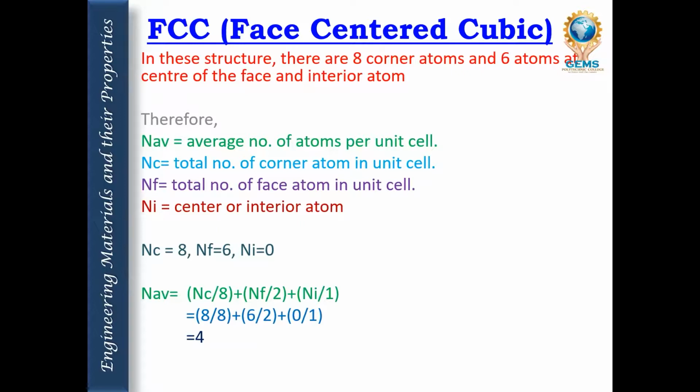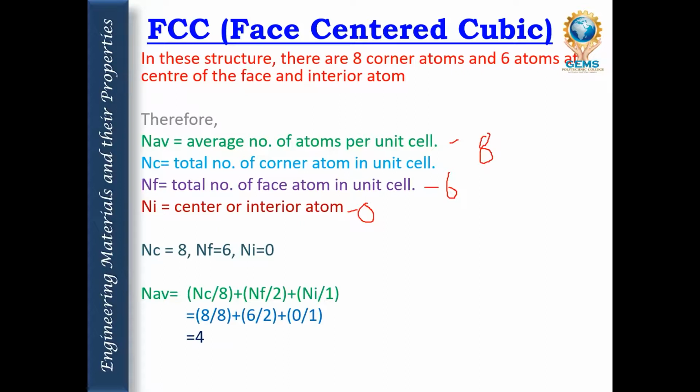So that means, therefore, the average number of atoms per unit cell is 8. So this is 8, and the number of total corner atoms in the unit cell, Nc, is 8, okay, and Nf, the total number of face atoms in a unit cell, is 6, and the number of interior center atoms is 0. So Nc is 8, Nf is 6 and Ni is 0.